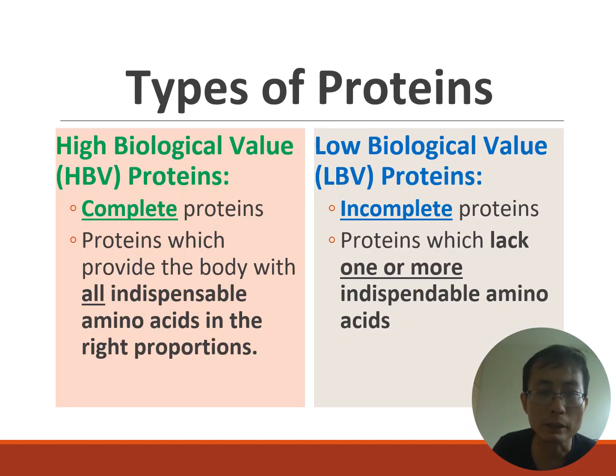Now, high biological value proteins are complete proteins that provide your body with all the essential amino acids in the correct proportions. So the high biological value proteins are very important nutrients that your body needs. Low biological value proteins, conversely, are your incomplete proteins because they lack one or more essential amino acids.